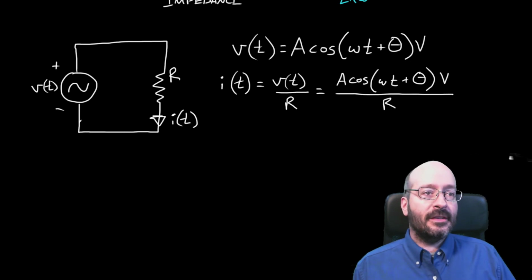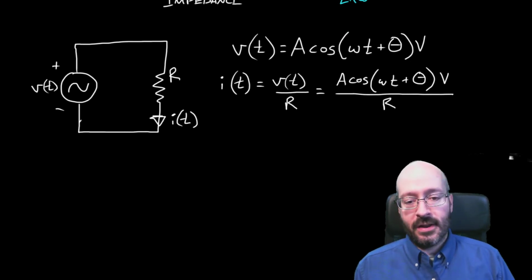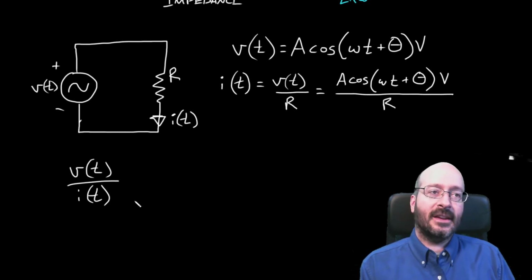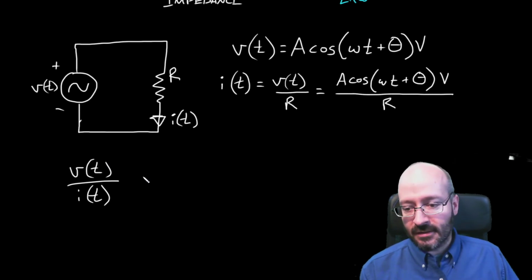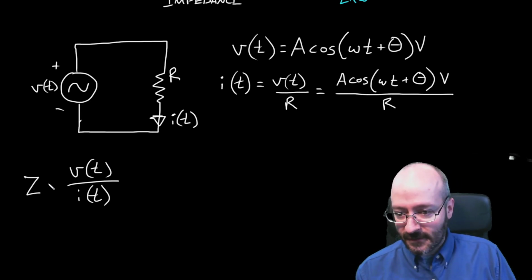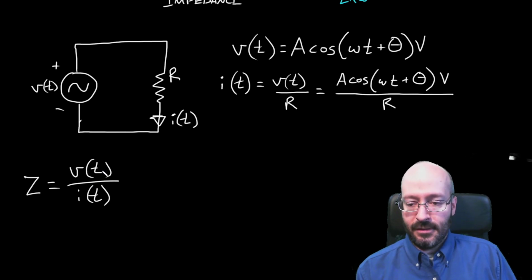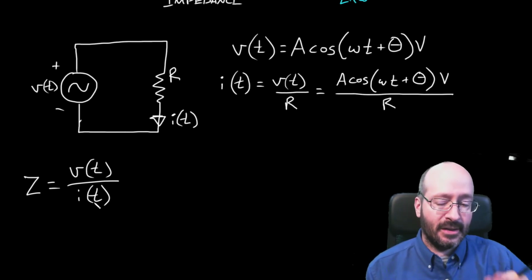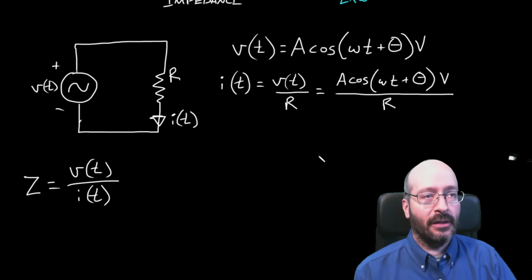So if I want to put these together and I want to say, okay, what is the voltage over the current, right? And that's going to give me my impedance, because I'm ultimately interested in the ratio between those two. I want to relate those two. That's what Ohm's law does, and that's what impedance is going to do as well.